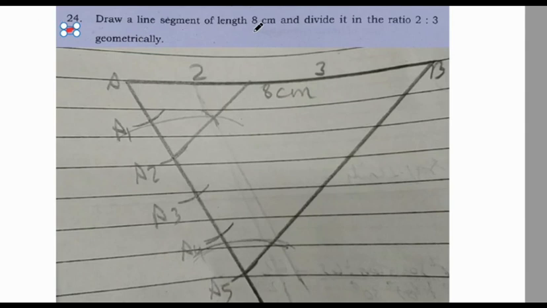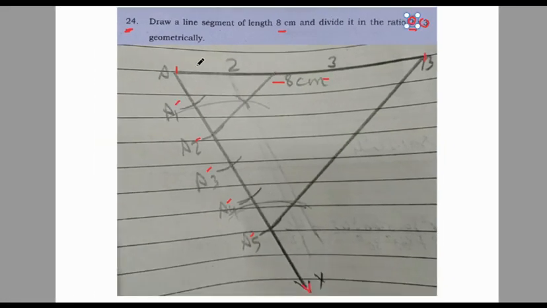Draw a line segment of length 8 centimeters divided in the ratio 2 is to 3. First we have to draw a line segment of 8 centimeters. Then we draw an acute ray AX and divide it into 5 equal parts, represented as A1, A2, A3, A4, A5. Join the last point and draw the parallel line from A2. So this line can be divided as 2 is to 3.